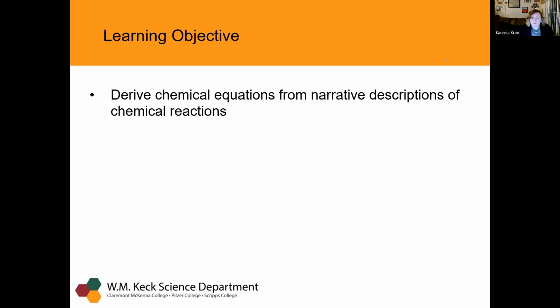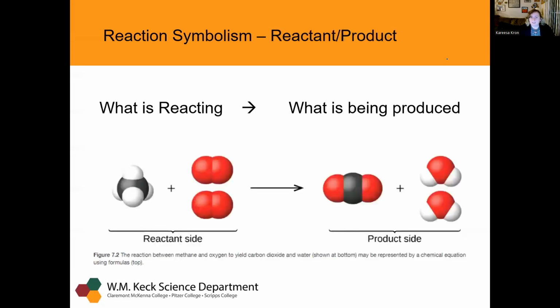So the learning objective of this video is to practice deriving chemical equations from narrative descriptions of chemical reactions. And so on this screen is an example of a chemical reaction, which instead of describing, I've drawn to start with so that we can talk a little bit about how we talk about reactions using different language so that we know what we're discussing.